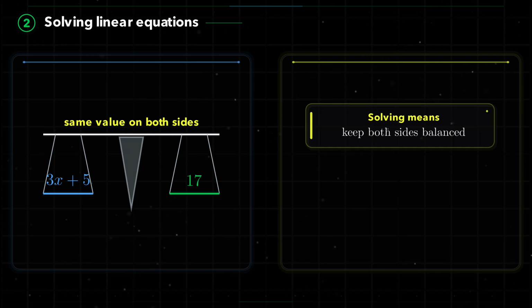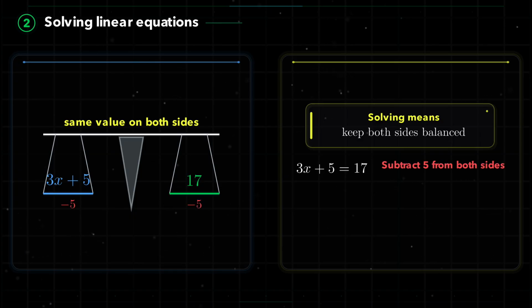So let's solve this equation. 3x plus 5 equals 17. Our goal is to get x by itself. Right now, x is being multiplied by 3 and then 5 is being added. To isolate x, we undo those operations in reverse order. First, we undo plus 5. The opposite of adding 5 is subtracting 5. So we subtract 5 from both sides.